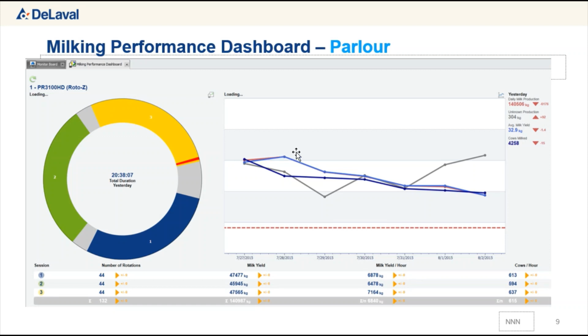And on the right side again, I have a milk production graph for last 7 days. And below that, I have statistics for yesterday, for each milking session, how many number of batches, what was the production in each batch, in 1 hour how much milk I'm harvesting, and in 1 hour how many cows I'm milking. So quickly I have the performance of my milkers as well, and parlor as well.